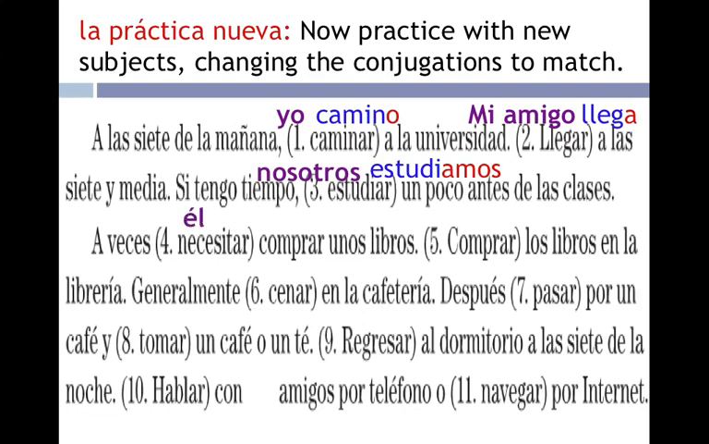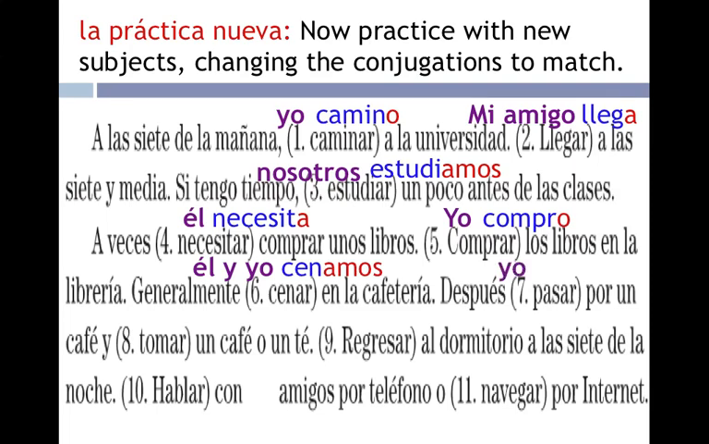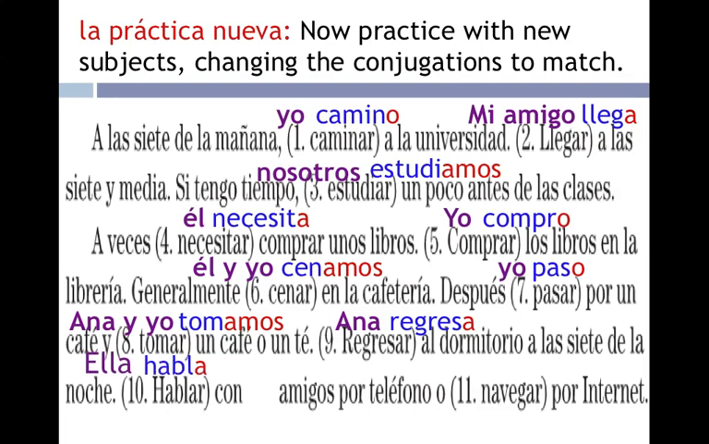A veces él necesita comprar unos libros. Yo compro los libros en la librería. Generalmente él y yo cenamos en la cafetería. Después yo paso por un café y Ana y yo tomamos un café o un té. Ana regresa al dormitorio a las 7 de la noche. Ella habla con amigos por teléfono o ella navega por internet.